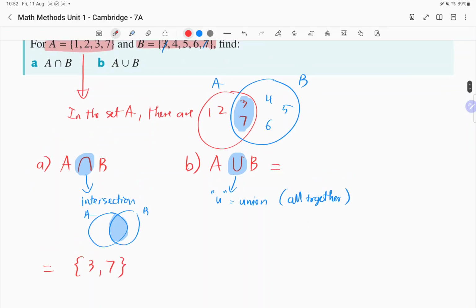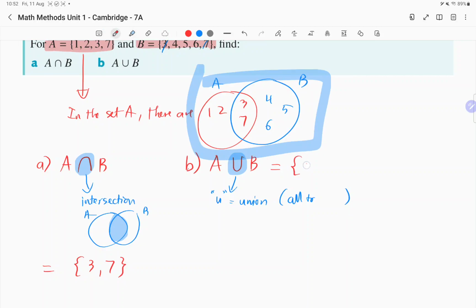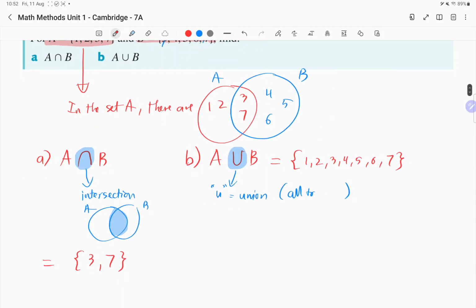And then now union means all together. So we're saying, okay, all together, the sets A and B, how many elements are there? Well, all together, all the elements will be 1, 2, and then we just need to keep on listing 3, 4, 5, 6, and 7. So that's the meaning of intersection versus union.